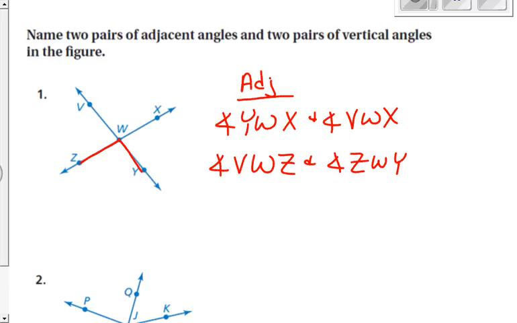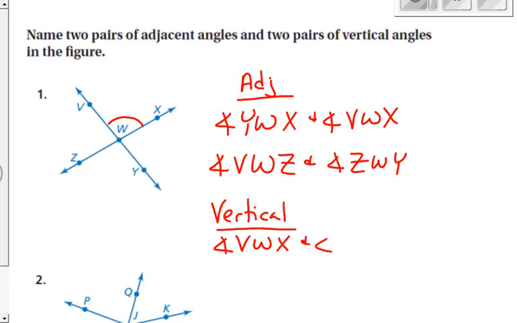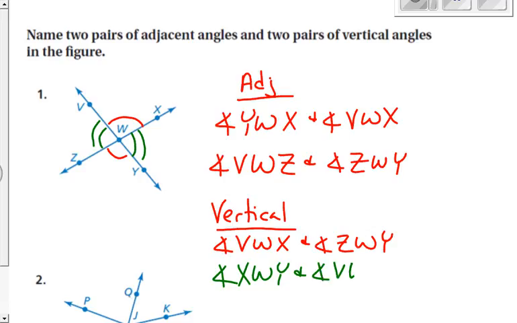So now we're left with vertical angles. Vertical angles, if you recall, are across from each other. So if we have this angle here, angle VWX, we know that this angle here is also going to be vertical. So that is ZWY. Now we're left with this angle here, XWY. Across from it, you're going to have VWZ. And those are two pairs of vertical angles.